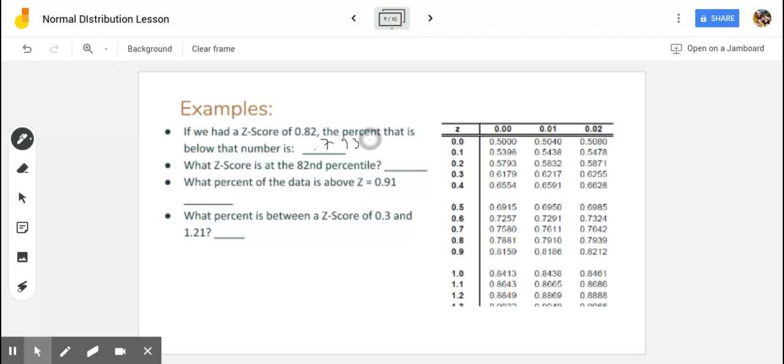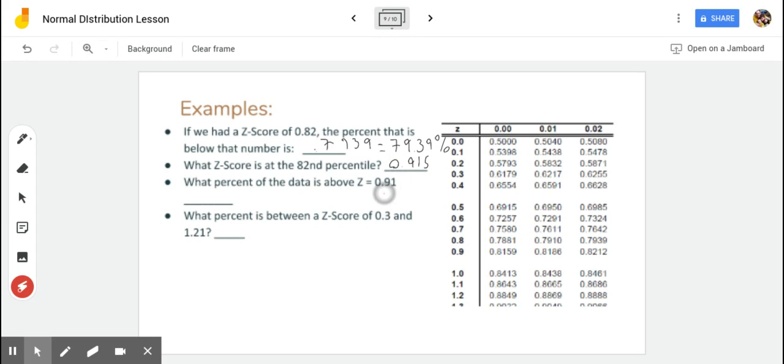So if you had a z-score, and we'll look at actually converting it in a second, that's 79.39% of the data. The z-score that's at the 82nd percentile, so the 82nd percentile represents the number that's higher than 82% of the data, is in here. The z-score is right in the middle of these two, so it would be 0.915. That's a Z value, not a percentage. So your Z score would be 0.915.